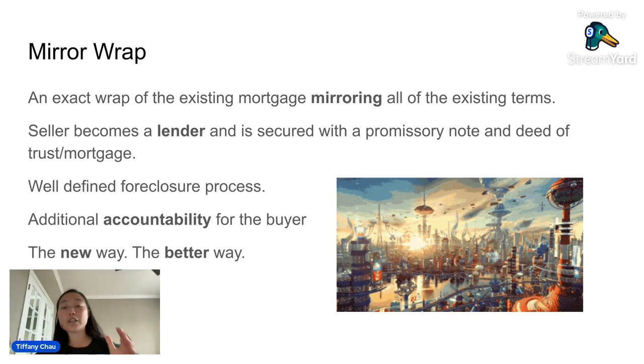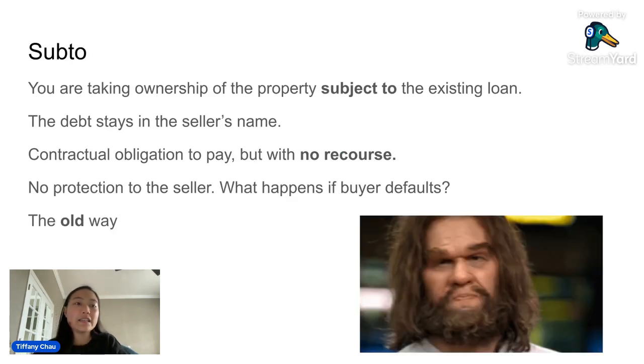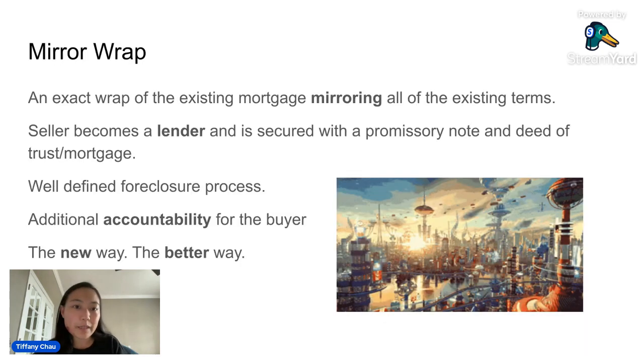But because you have this defined process, it adds a lot more comprehensive security to the seller, and so that's why I have this futuristic looking society here, because this is considered the new way, the better way, not a Subto with this caveman hair, the old way where you don't really think about all the outcomes. You just go in and take over someone's mortgage payments, right?